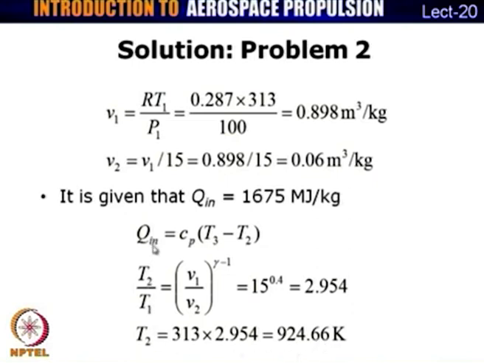Now, heat input has already been specified as 1675 megajoules. We know Cp for air as 1.005 kilojoules per kilogram Kelvin. We have now calculated temperature at state 2. Therefore, we should be able to calculate temperature at state 3 from this equation, which is Q in is equal to Cp into T3 minus T2.